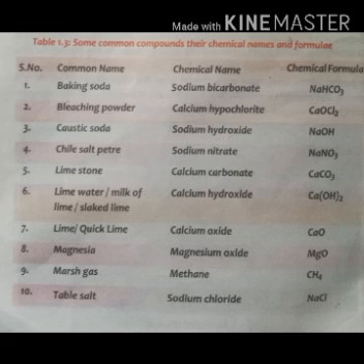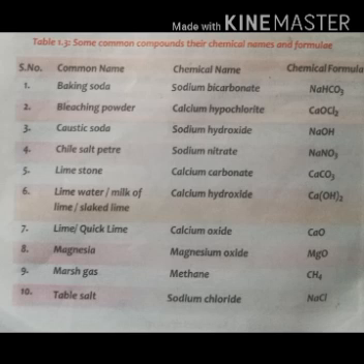Second one is bleaching powder. Its chemical name is calcium hypochlorite. Its chemical formula is CaOCl2. Third is caustic soda. Its chemical name is sodium hydroxide. Chemical formula is NaOH.